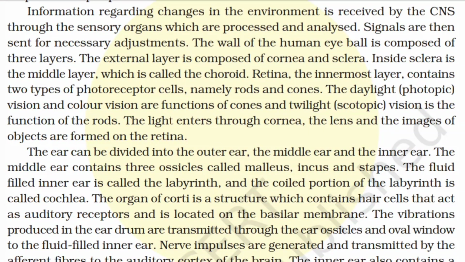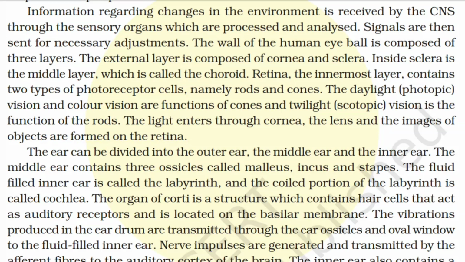Information regarding changes in the environment is received by the CNS through the sensory organs, which are processed and analyzed. Signals are then sent for necessary adjustments. The wall of the human eyeball is composed of three layers. The external layer is composed of cornea and sclera. Inside sclera is the middle layer, which is called the choroid.